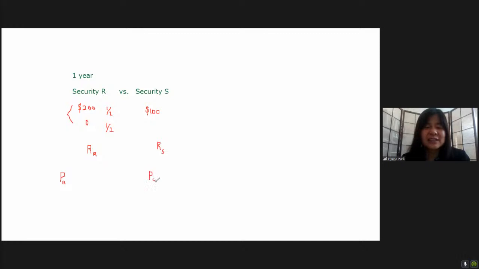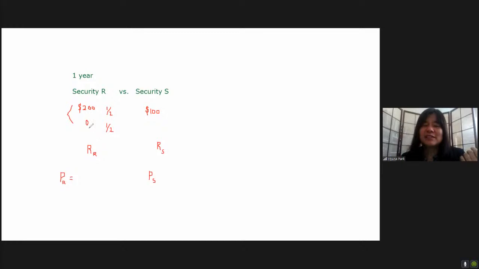So can you give me the equation of finding the fair value of this security R? This security R is expected to generate $100 next year. But this is a future value, right? The price is supposed to be present value. So how do you find the price of this security R using the given information?